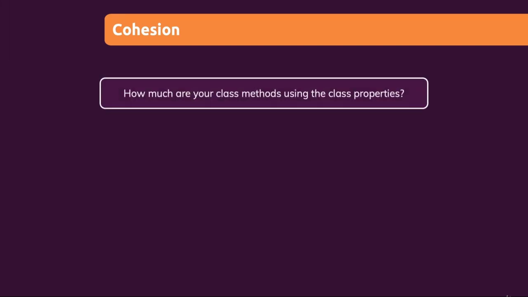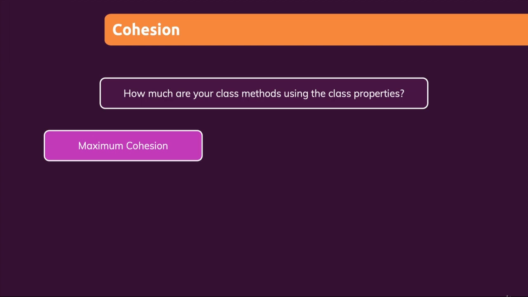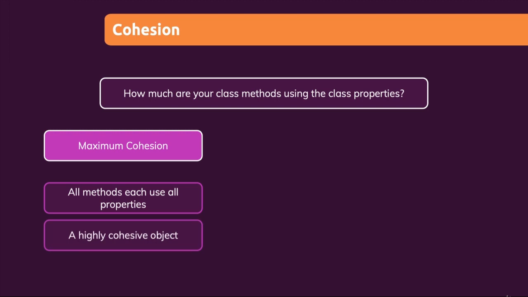Now, what's cohesion about? Cohesion, in the end, just defines how well the methods of a class are using the class properties. So how much are your class methods using the properties of that class? That's what makes up cohesion. And you would have maximum cohesion inside of a class if all methods in that class each would use all class properties. So every single method in a class uses all the class properties. If that's what you would have, then you would have a highly cohesive object and you would have maximum cohesion.